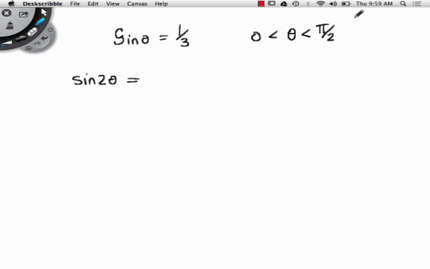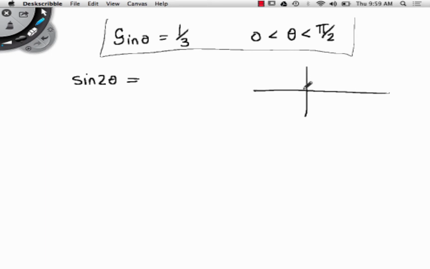So what I'm going to do is draw what I already know. Here's my triangle. This has to be a 1, this has to be a 3. Opposite over hypotenuse, there's my 1/3. So there's my angle theta.